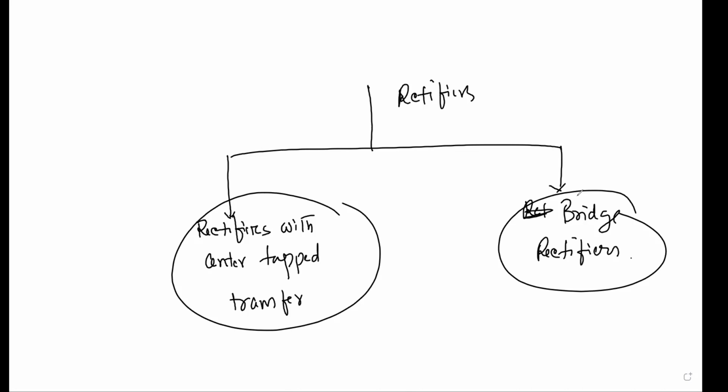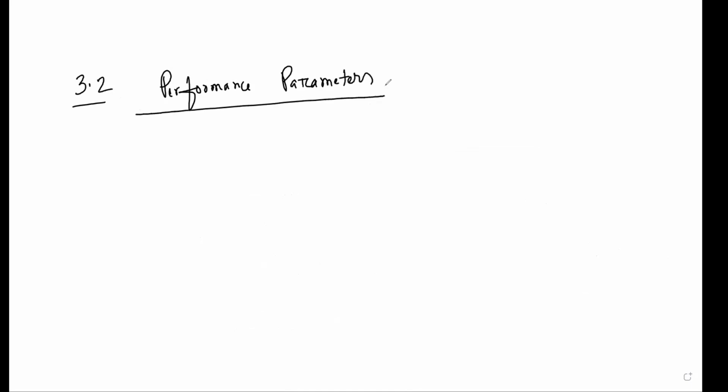Now we shall study some of the performance characteristics. This is section 3.2 of your book, performance parameters, I should say. What does it mean by the performance parameter?